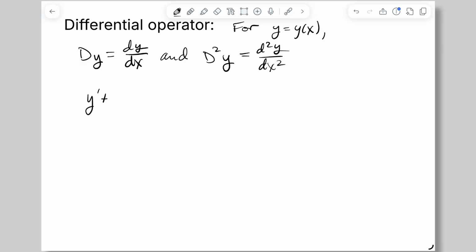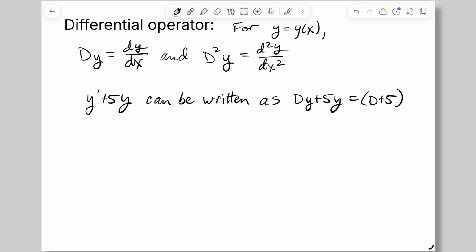Something like y prime plus 5y can be written as Dy plus 5y, and in shorthand, D plus 5 acting on y. So I have the D plus 5 in parentheses with the y outside of it, and it just represents y prime plus 5y. It's not quite multiplication, but it is D acting on y plus 5 times y. So there is a multiplication with the constant there, but D is a derivative.